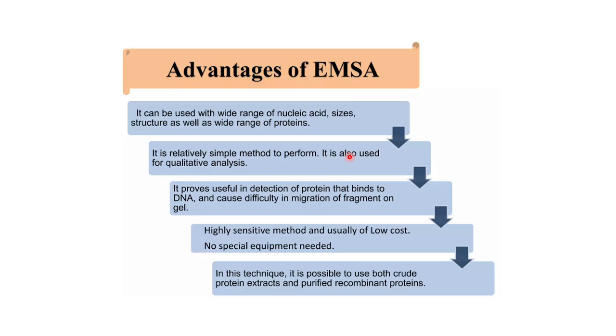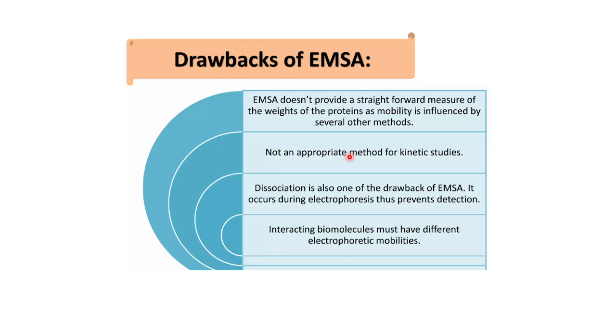EMSA has a few advantages. It is used with a wide range of nucleic acid sizes, structures, as well as proteins. It's a relatively simple method with qualitative analysis. It proves useful in detection of proteins that bind to DNA and cause difficulty in migration of fragments on a gel. It's a highly sensitive method, usually at low cost, and a very small amount of protein is required for these experiments. If your binding is tight, you do not have to use a lot of protein. And thirdly, the protein need not be very highly purified. It can be a crude extract as well, because your DNA is labeled, you are only tracking the DNA bound to the protein.